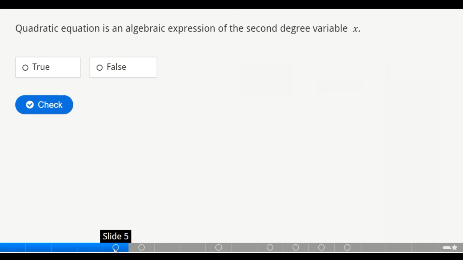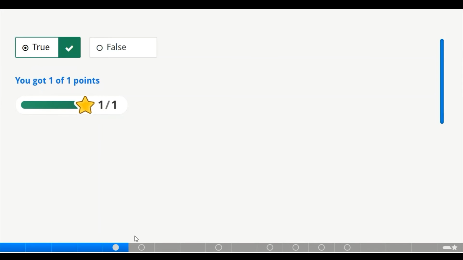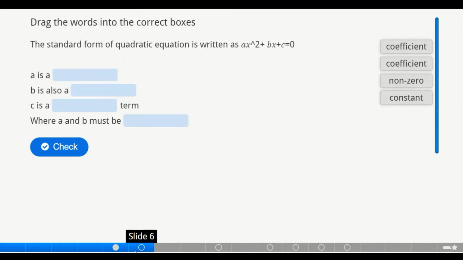So now let's look at these activities here. Quadratic equation is an algebraic expression of a second degree variable. Yes or no? That is yes, because x under a quadratic equation is raised to the power of 2. So let's check. Okay, now we are right. Now let's look at the next activity we have here.